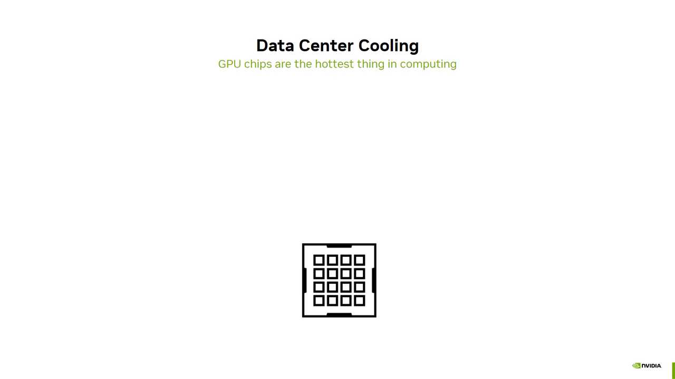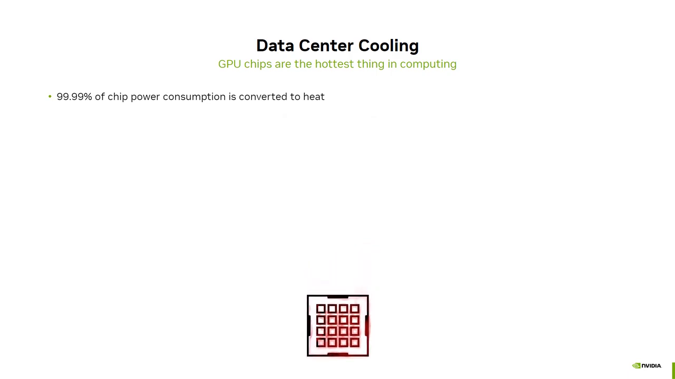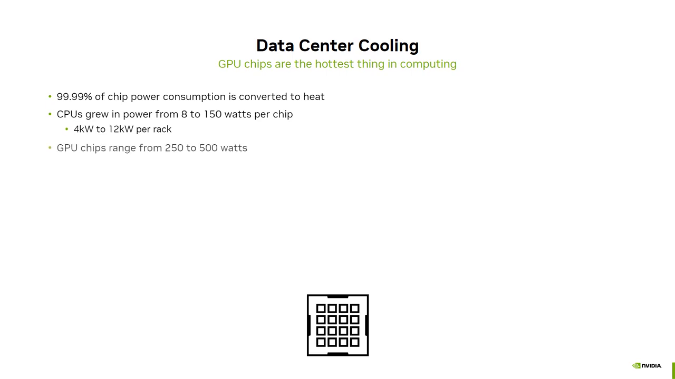GPUs are the hottest thing in computing. 99.99% of the power used by the chip is converted to heat. As CPUs grow in power, their heat output has increased from 8 watts to 150 watts per chip. Consequently, the heat output of CPU racks can range from 4 kilowatts to 12 kilowatts. In comparison, GPUs run at 250 to 500 watts per chip, dramatically increasing heat. The heat output of a GPU rack can range from 12 kilowatts to 45 kilowatts. Next-generation racks could increase to 60 kilowatts, while future racks can reach 100 to 120 kilowatts.